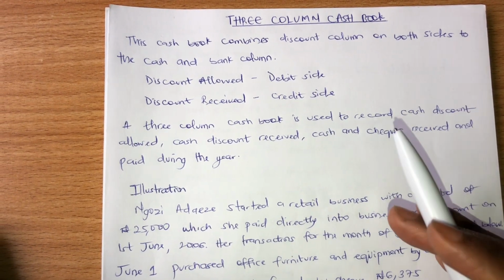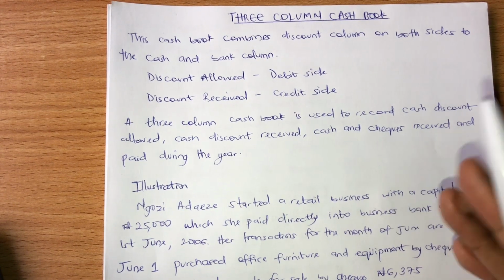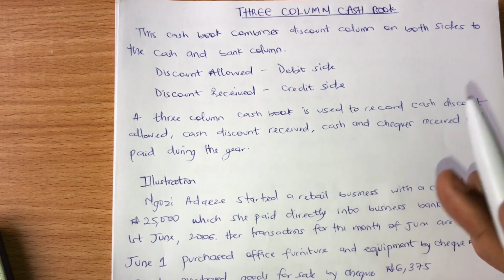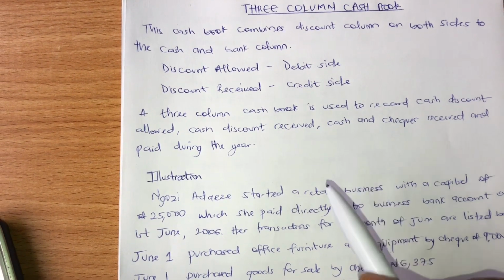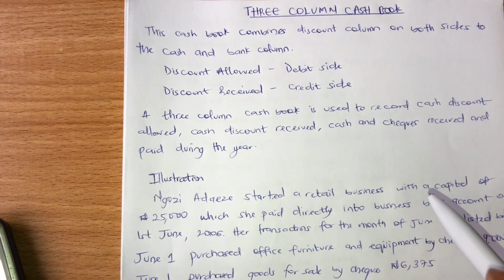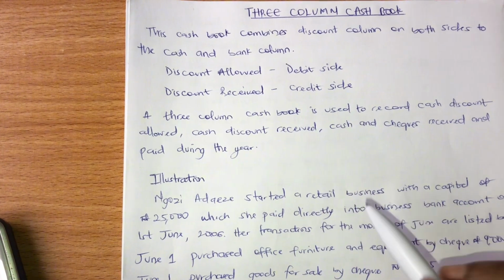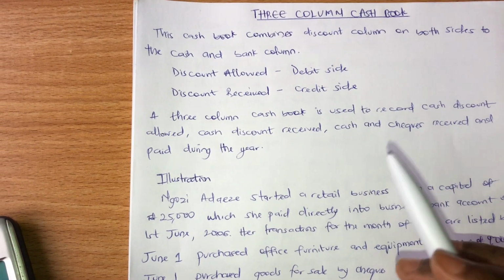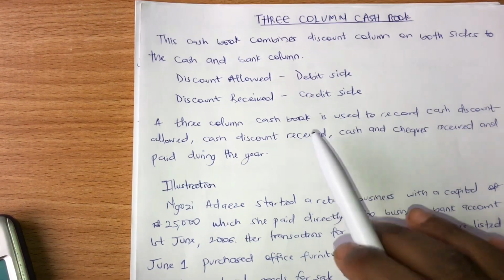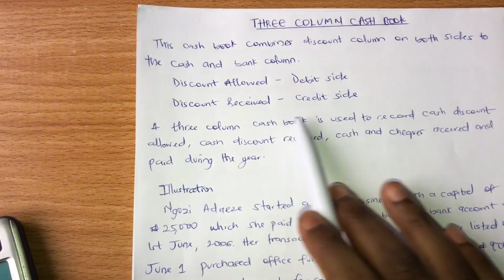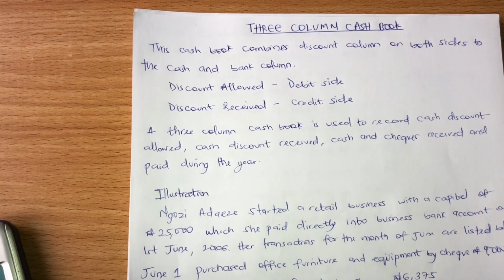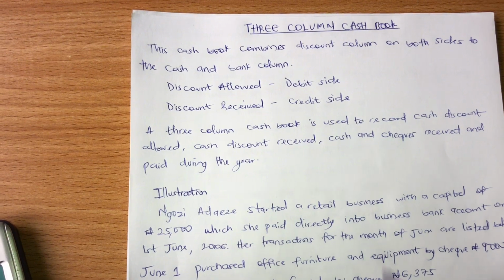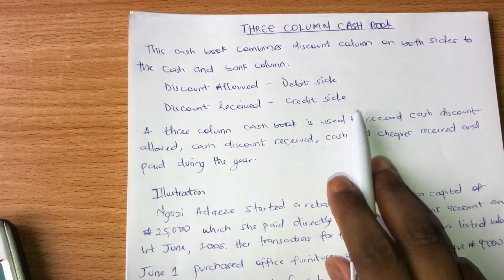The 2-column cash book has cash and bank column, while the single column cash book records cash receipts and cash payments. So the 3-column cash book combines discount column on both sides to the cash and bank column. So discount allowed on the debit side. Discount allowed are incentives given to customers who pay their outstanding balances within a specified time frame, and it's on the debit side of the cash book. While discount received are like benefits a business gets from its suppliers for paying outstanding amount within a specified period. So discount received basically is on the credit side of the cash book.